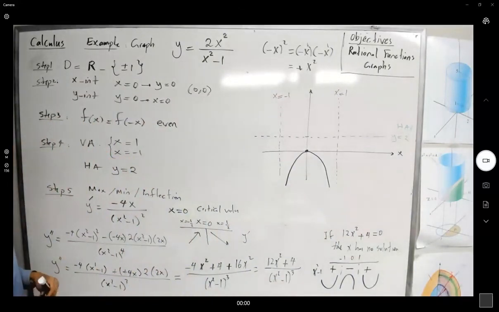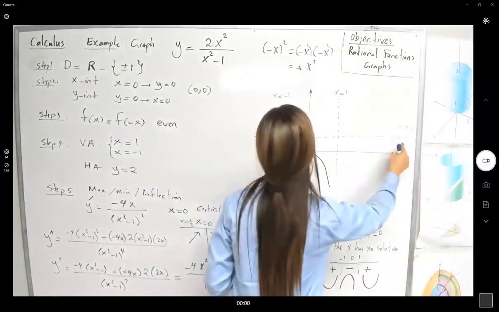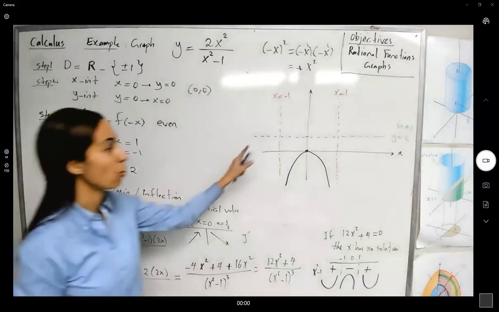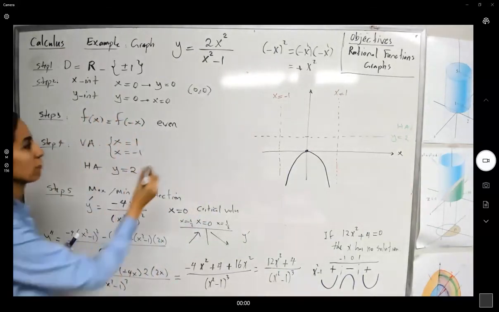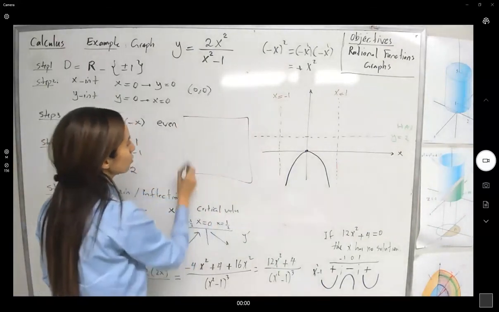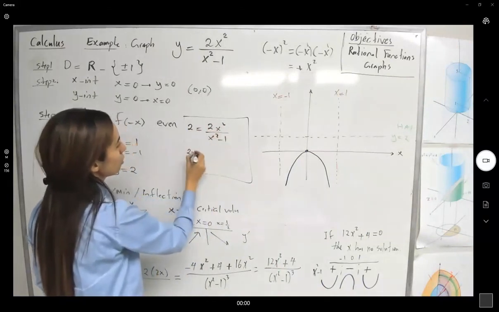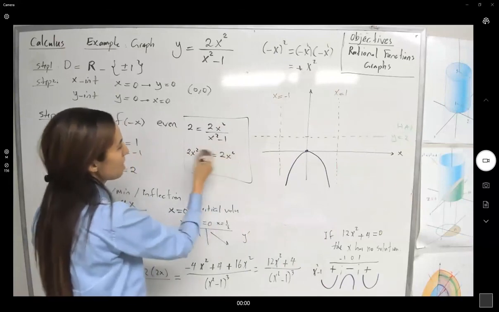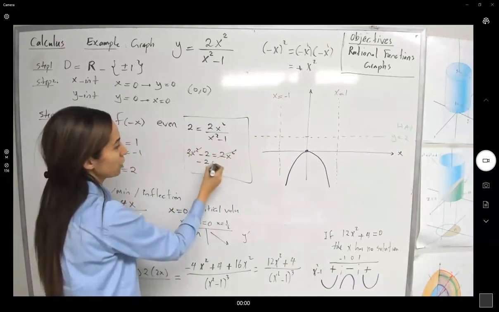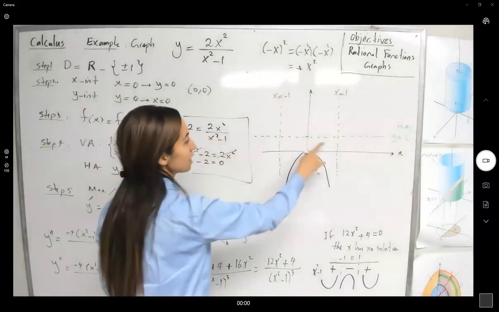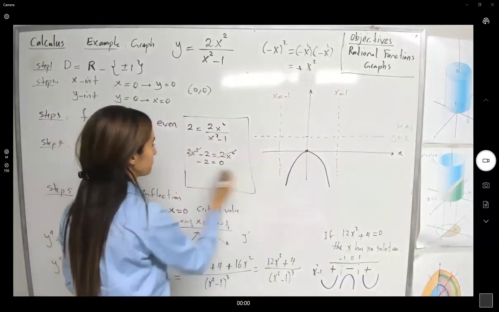Another thing that you can do, you can set your 2 equal to the y value of the function and try to see if you can find an answer for it. It means, can you find an intersection between your horizontal asymptote and the function itself? So what you can do, you can set these equal to each other. 2 equals 2x squared over (x squared minus 1). So you get 2x squared minus 2 equals 2x squared, but it doesn't give me any solution. It means that the graph itself has no intersection with y equals 2.